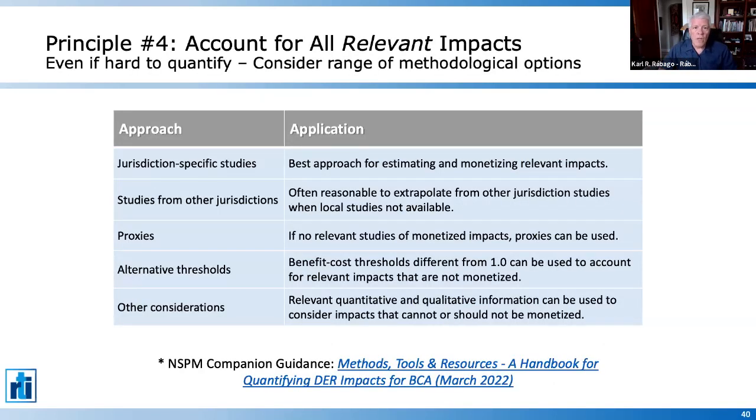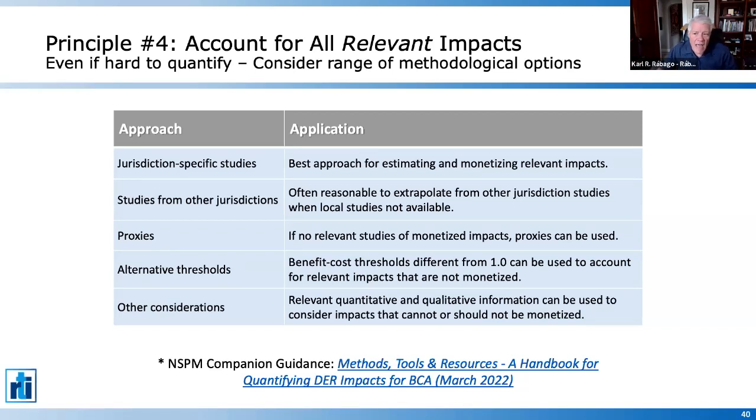Okay. Principle number 4 says, try to get all your relevant impacts. This is the sort of thing I said lines up with what I was saying before. And note at the bottom of this, again, I'm going to put a plug in for Tim and the team's latest work on the methods, tools, and resources, 250 more pages of information to provide guidance. But when we try to do this, remember the first place to start is to ask what your policy is. What do we care about here? Right? So use a jurisdiction-specific approach and study analysis. That's the best way to line up with what your policymakers have set out for you.